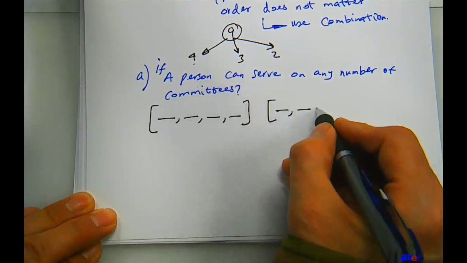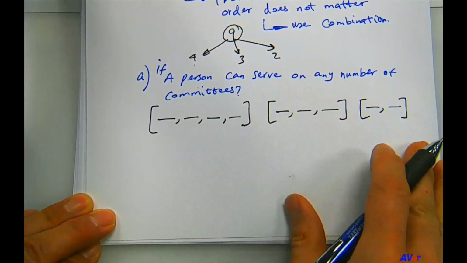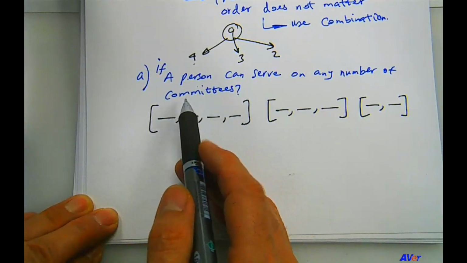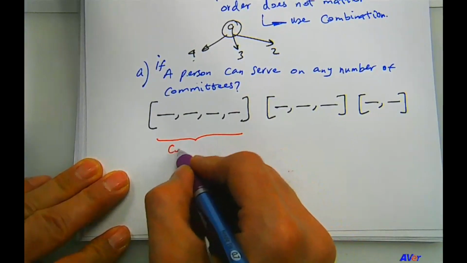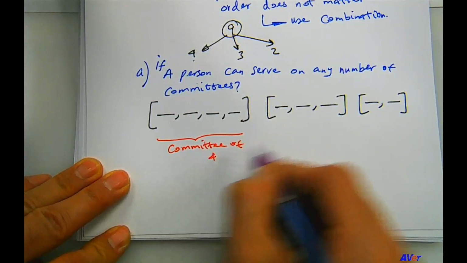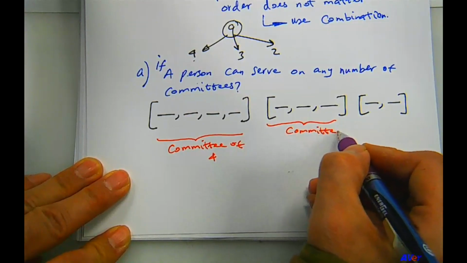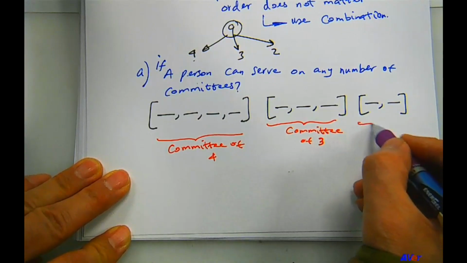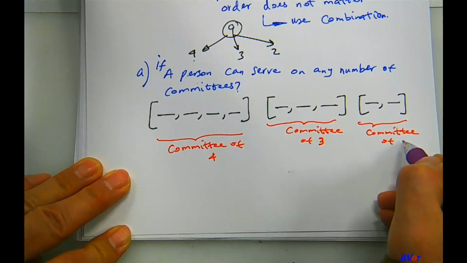For this committee, it would be 3 spots to fill. And then for the last one, just 2 spots to fill. All right? Okay, so let me make this clear by saying this is the committee of 4 people. Committee of 4. This is the committee of 3. And this is the committee of 2 people.